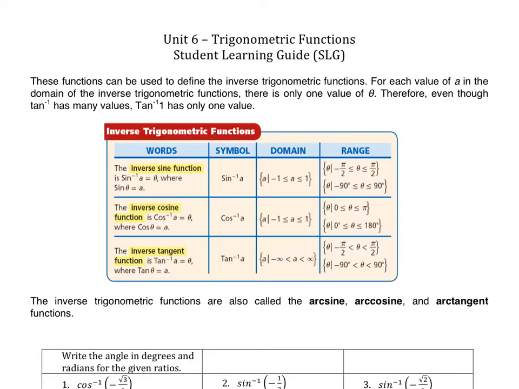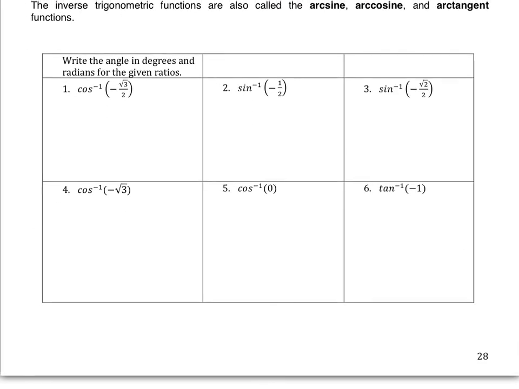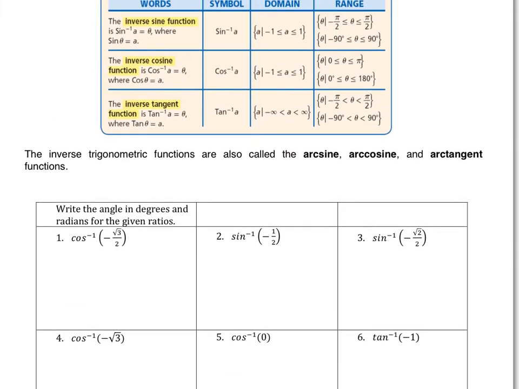Here we have a table of what we're looking for, and let's go ahead and take a look at number 1. All right, if we have the inverse cosine of negative root 3 over 2, we can use the unit circle, what we know about special triangles, or hand trig. If I look at cosine of root 3 over 2, I know that is a 30-degree angle. And if I look up here at cosine, cosine has to be between 0 and 180, and since it's a negative value, I know that it's not between 0 and 90.